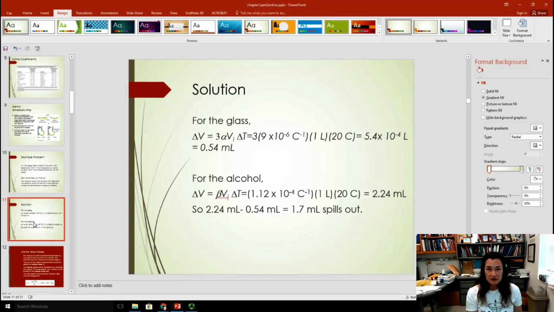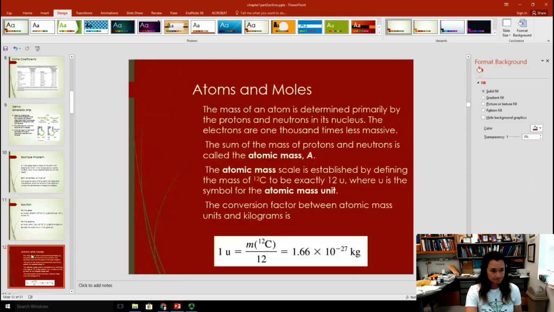So if you subtract those two numbers, 2.24 milliliters minus 0.54 milliliters, then you can get the amount of alcohol that will spill out of that flask. And you find that 1.7 milliliters spills out. Okay, so that wraps it up for thermal and volume expansion.